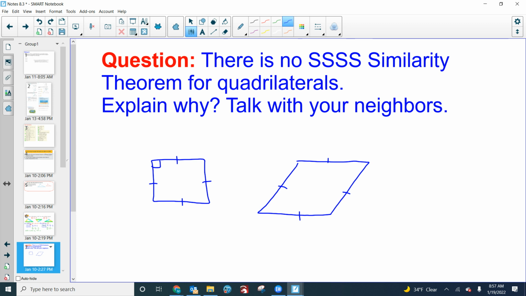Okay. A rhombus with one right angle forces all the other angles to be right. Because isn't this a parallelogram because it was a rhombus? If it was a parallelogram, then aren't opposite angles congruent and consecutive angles supplementary? Now it has to have all four right. If it had one right and it was a parallelogram, they're all right.